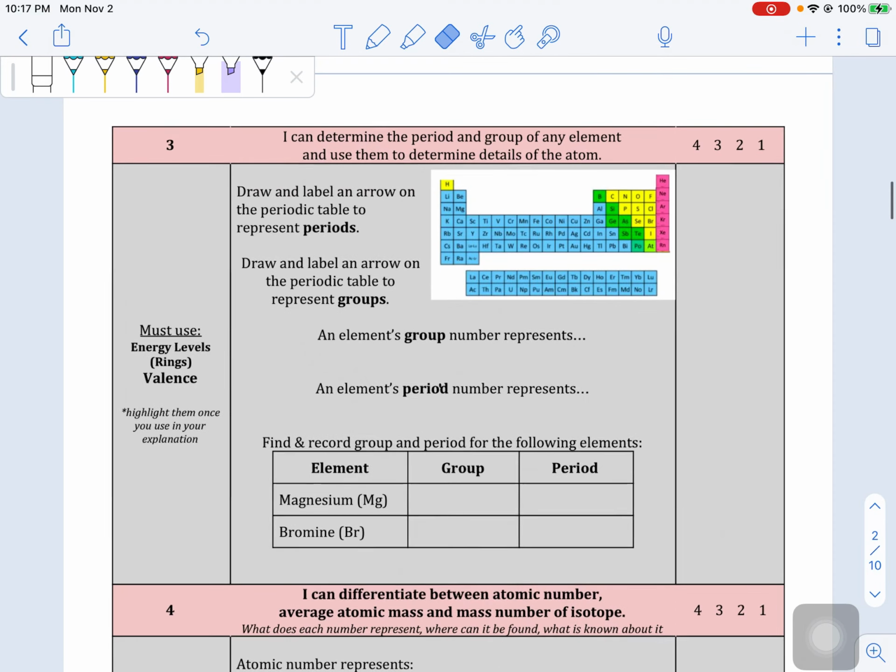All right, here we go for learning target 3, focusing on the difference between period and group within the periodic table. When discussed, we talked about periods and groups looking at both horizontal and vertical sections of the periodic table. So we want to be able to differentiate whether we're talking about periods or groups with each of those directions.